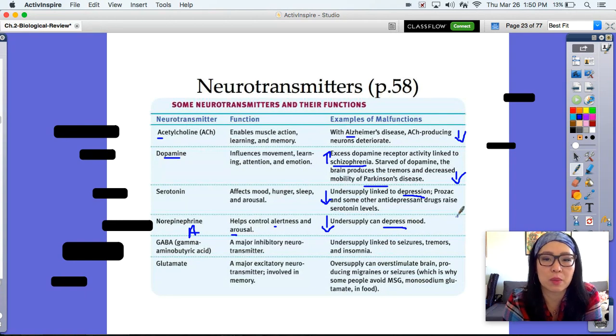And then in our other chapter, we talked about if too much norepinephrine is in your system, it can lead to a manic episode for bipolar. Okay, GABA is an inhibitory transmitter. If you have too little of it, it can lead to seizures, tremors, and insomnia. Okay, glutamate, this is an excitatory neurotransmitter. And so we talked about if you have too much glutamate, which is found in MSG, you can get migraines and seizures. Okay, so just make sure you guys know all of the neurotransmitters.